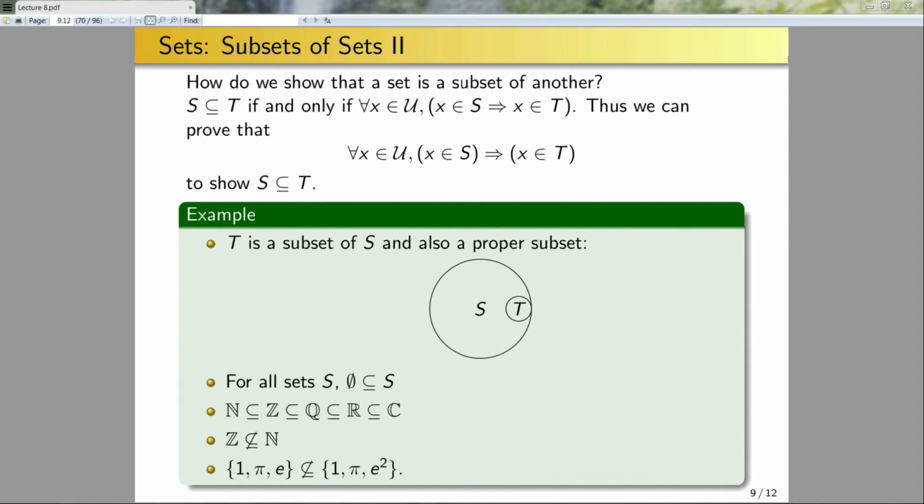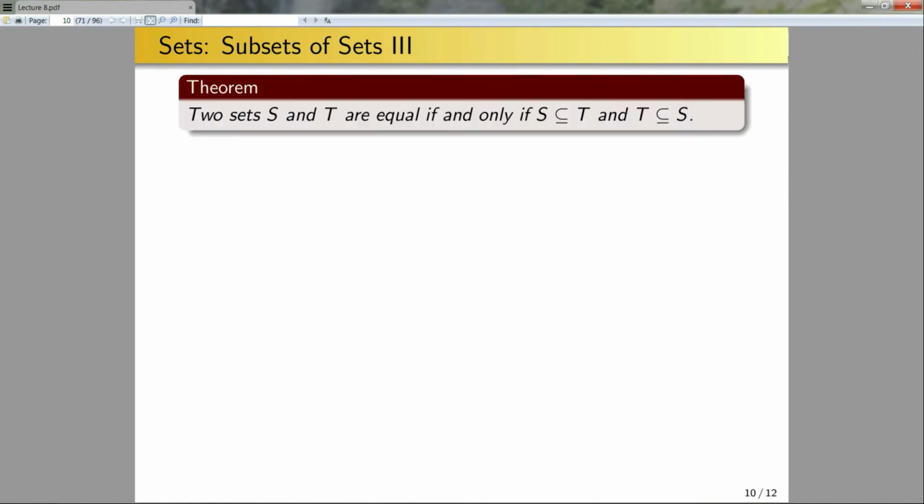So now that I've defined set equality and subsets of sets, I can build a very useful proposition. Two sets S and T are equal if and only if S is a subset of T and T is a subset of S. By analogy, this is similar to saying that two real numbers, say A and B, are equal if and only if A is less than or equal to B and B is less than or equal to A. So notice here that this is an analogy. It's not exact, but this is the basic idea.